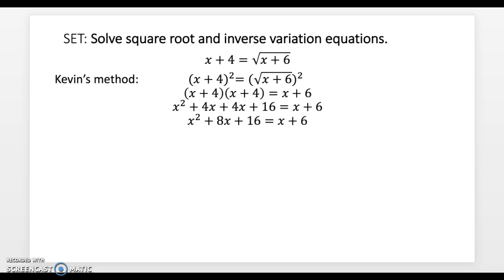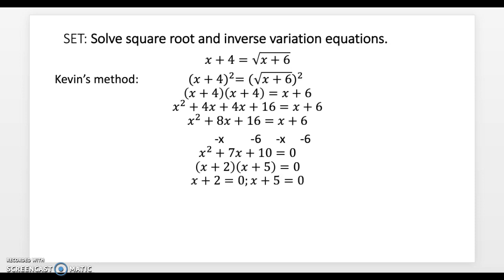So he gets x squared plus 8x plus 16 equals x plus 6, subtracts x and 6 from both sides so that he can get it equal to 0, since that's how we have to solve for quadratic functions. x squared plus 7x plus 10 equals 0 gives us a factorable equation of x plus 2 times x plus 5. And so then we can find what makes each factor equal to 0. x plus 2 equals 0 and x plus 5 equals 0. So x equals negative 2 and x equals negative 5. So those are our two solutions to the problem.